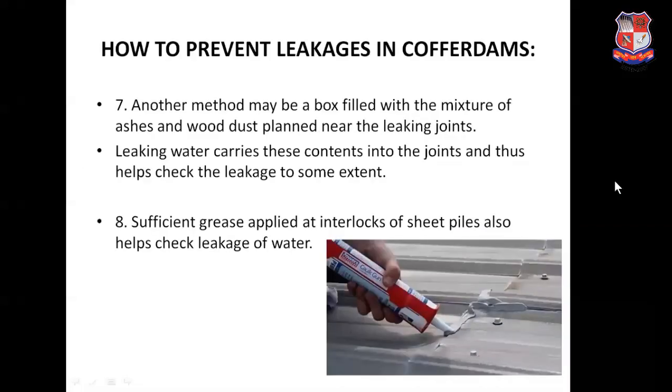Seventh, another method may be a box filled with a mixture of ashes and wood dust placed near the leakage joints. That will also prevent the leakage in the cofferdam. The leakage water carries these contents into the joints and thus helps check the leakage to some extent. This is not a very good measure, but to a certain extent it will control the leakage into the cofferdam.